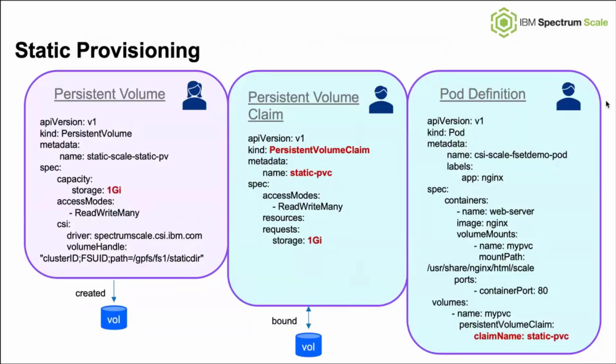On the right hand side, you can see a pod definition YAML file. It has details about what kind of container it is running, and in the end you can see the persistent volume claim name that is being specified, which should be used as a backend storage for this particular pod.